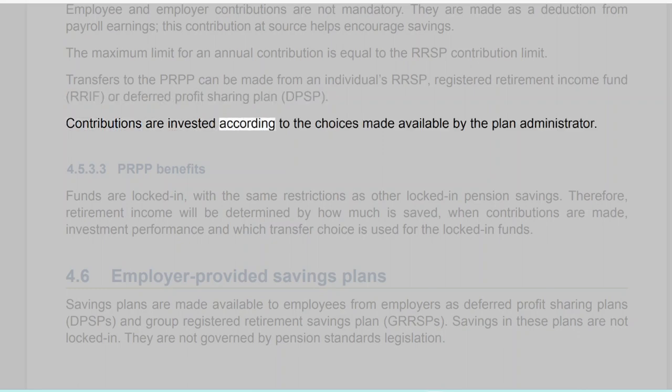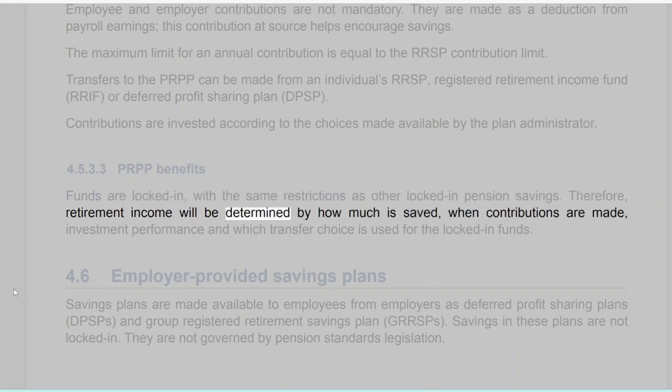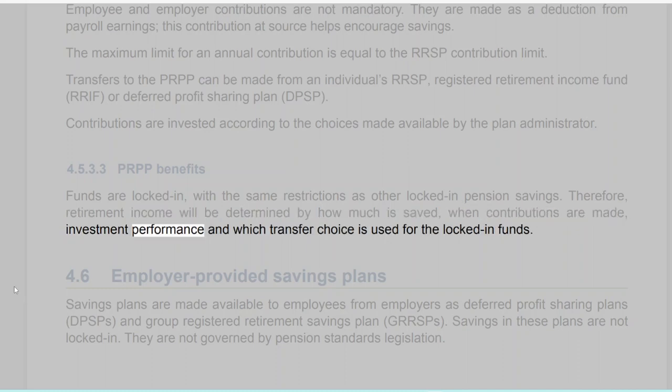Contributions are invested according to the choices made available by the plan administrator. For 4.5.3.3 PRPP benefits, funds are locked in, with the same restrictions as other locked-in pension savings. Therefore, retirement income will be determined by how much is saved, when contributions are made, investment performance, and which transfer choice is used for the locked-in funds.